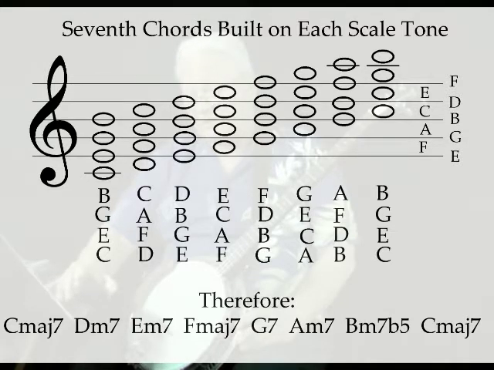The G is a G7, or we could call that G dominant 7. So that's got 1, 3, 5, and a flatted 7 in it. A is A minor 7th. B is a B minor 7 with a flat 5, a half diminished chord. And then we're back to C major 7.